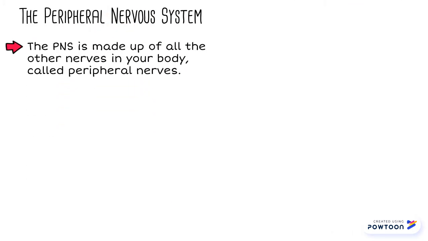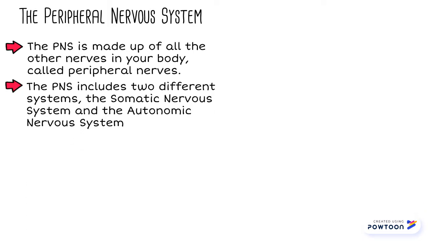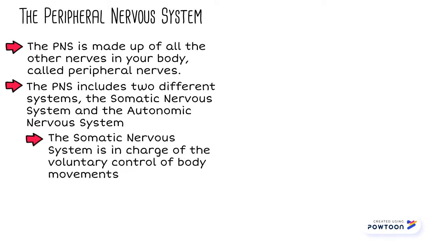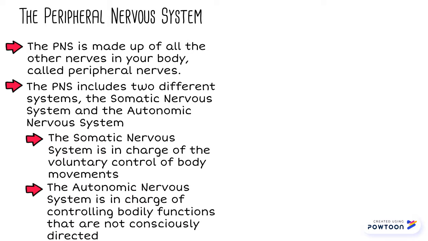The PNS is made up of all the other nerves in your body, called peripheral nerves. It includes two different systems, the somatic nervous system and the autonomic nervous system. The somatic nervous system is in charge of the voluntary control of bodily movements, while the autonomic nervous system is in charge of controlling bodily functions that are not consciously directed.